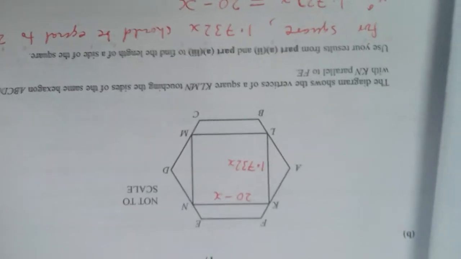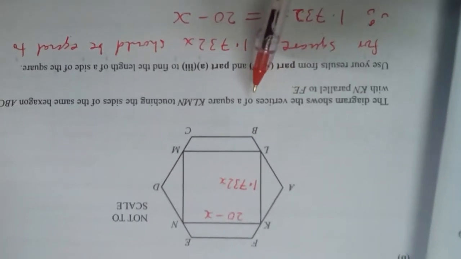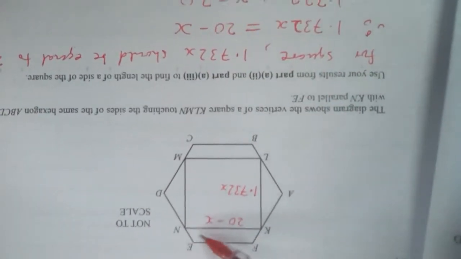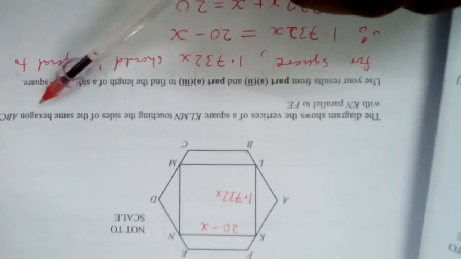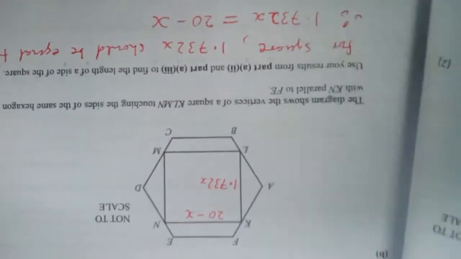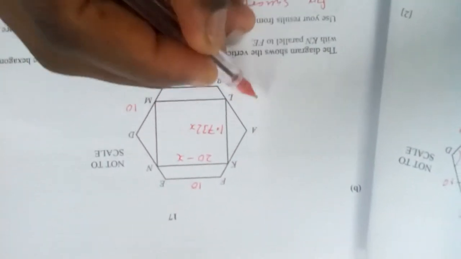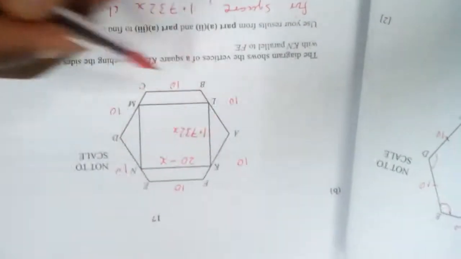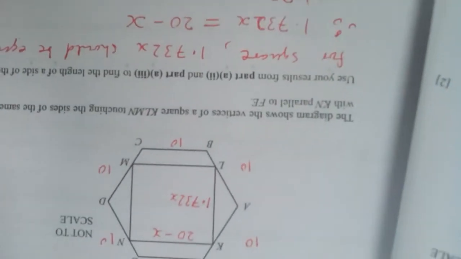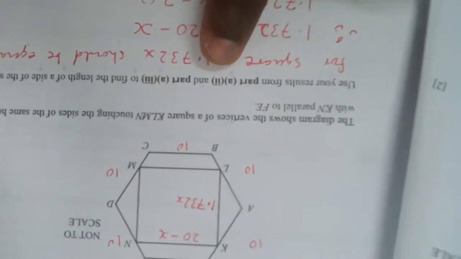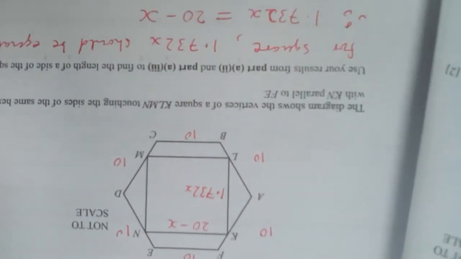Now let's look at the last part, that is B. We are told the diagram shows the vertices of a square. Instead of a rectangle, we have a square touching the sides of the same hexagon as the one we were doing before. This means every side is 10 centimeters, because that's how the previous one was. We are told to use the results obtained in part A Roman 2 and part A Roman 3 to find the length of the sides of this square.